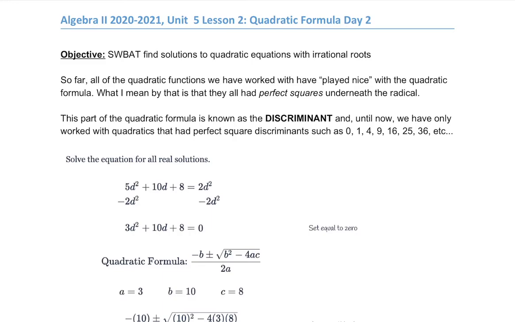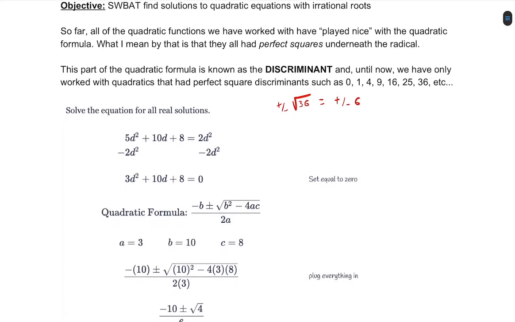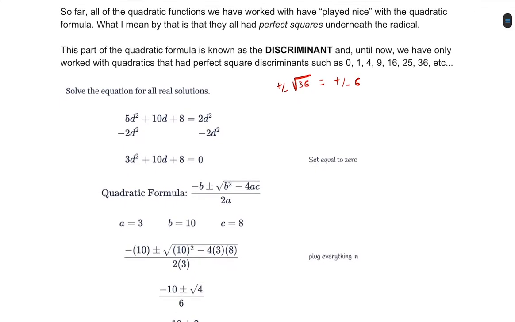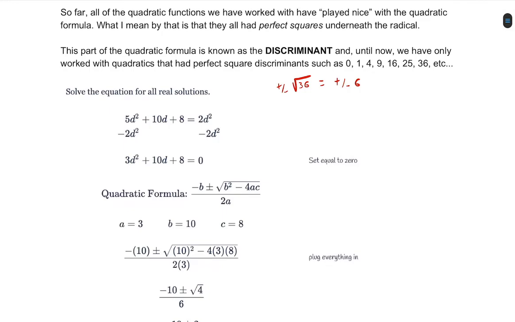Because those are 1 times 1, or 2 times 2, or 3 times 3, or 4 times 4, or 5 times 5. They are all things such that we could take, for example, the square root of 36, and we'd have 6. So plus or minus the square root of 36 would be just plus or minus 6. Now, these things aren't all going to play so nicely. So we're going to talk today about a few examples where that part under the radical doesn't always work out to be a perfect square.